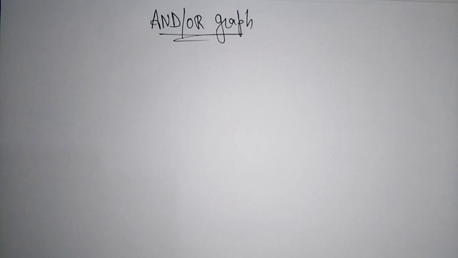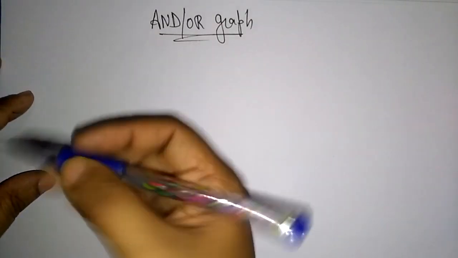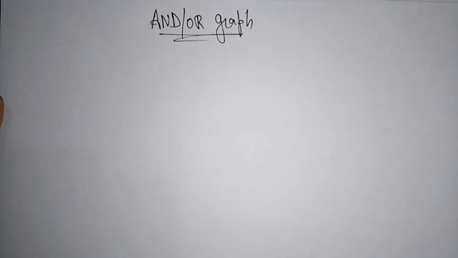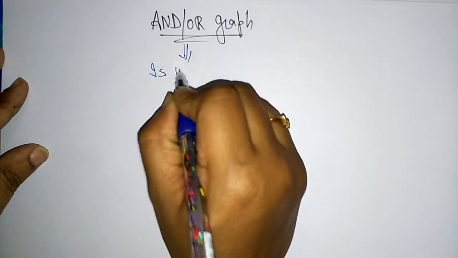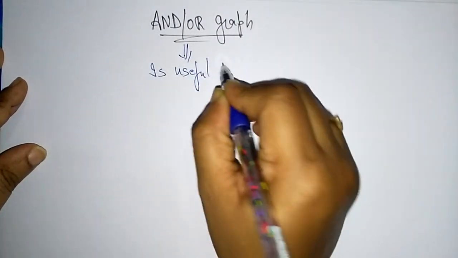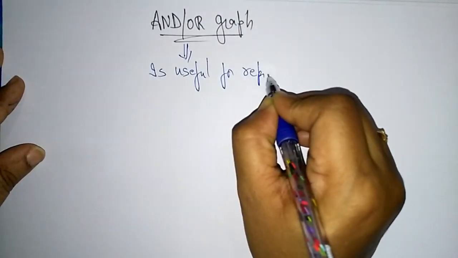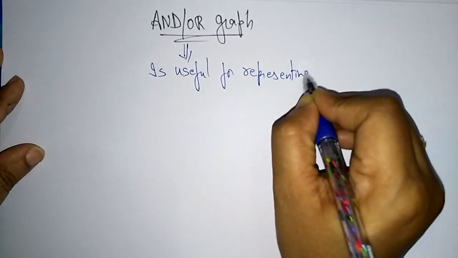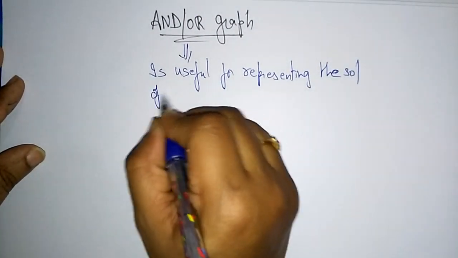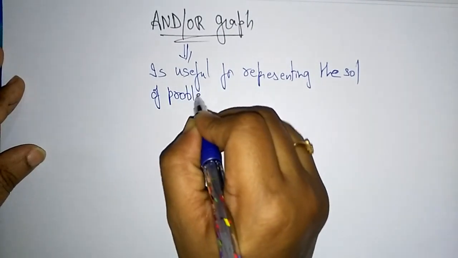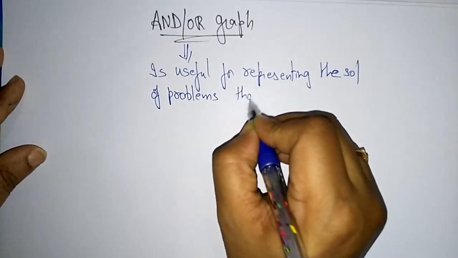Students, coming to the next topic, that is AND or graph. You can consider the graph or trees, whatever it may be. So this AND or graph is useful for representing the solution of a problem. Whatever the problem that is there, it represents the solution for that problem that can be solved.